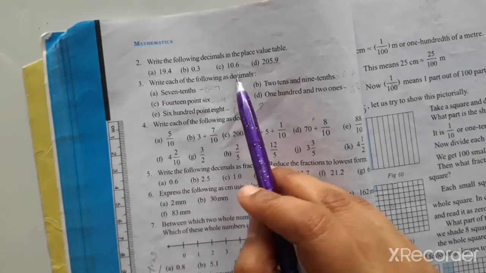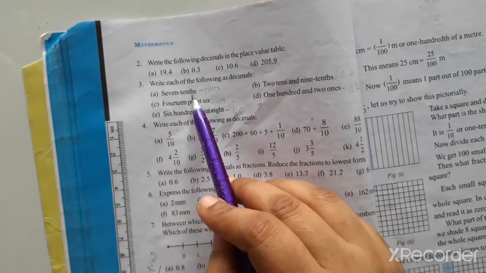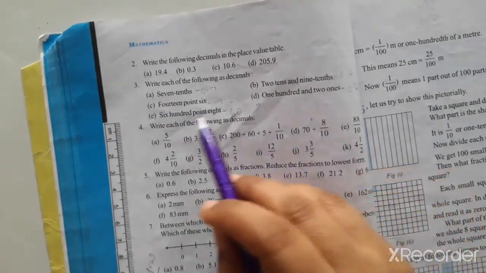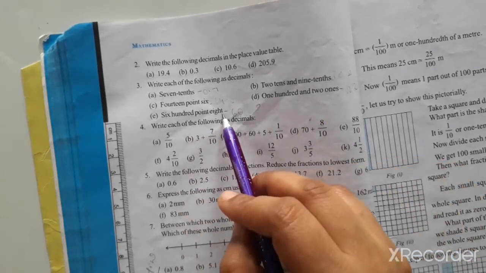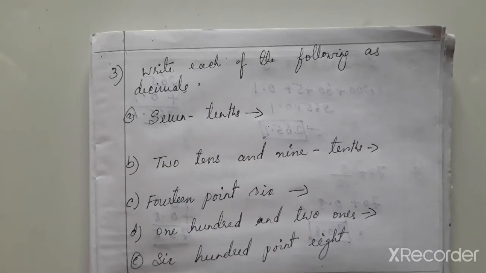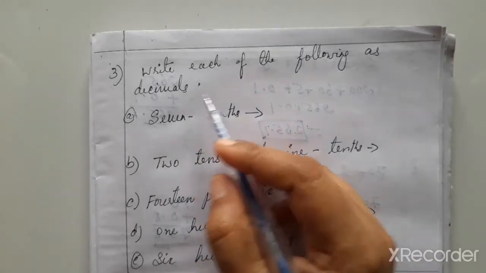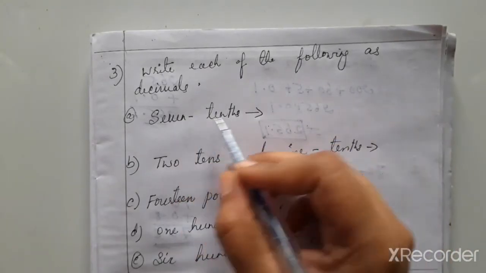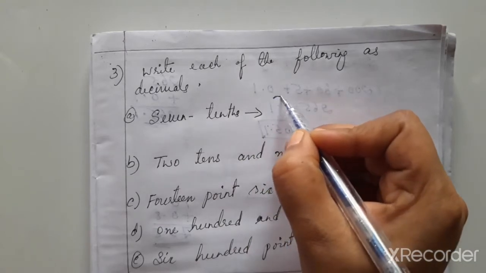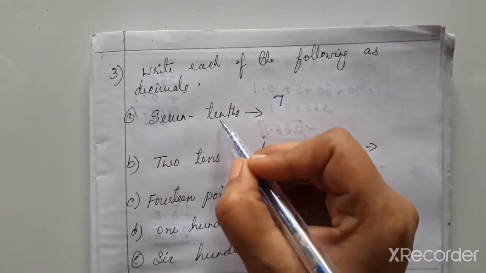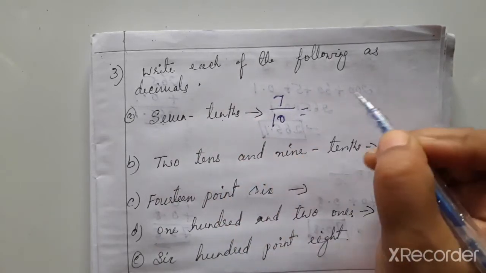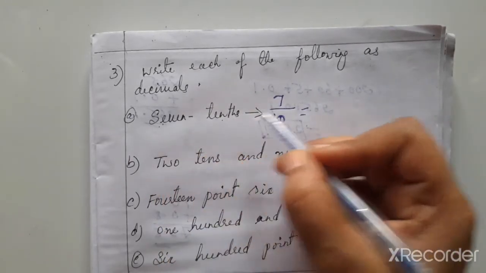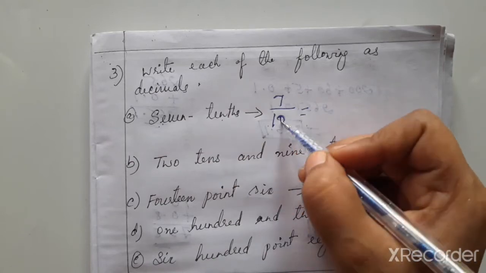Now the next question, children, the third one. Write each of the following as a decimal. 7 tenths, 2 tens and 9 tenths, 14.6, 102 ones, 600.8. How to write the value? Write each of the following as a decimal. 7 tenths. 7 tenths means 7 is the numerator, 10 is the denominator. Okay, 7 tenths means 7 by 10, a fraction.